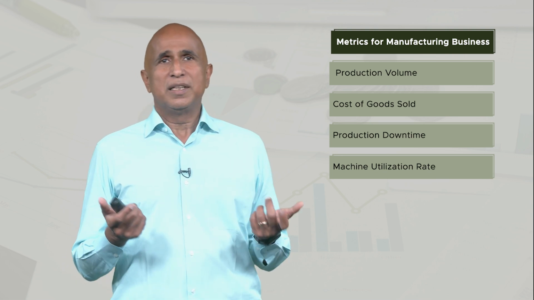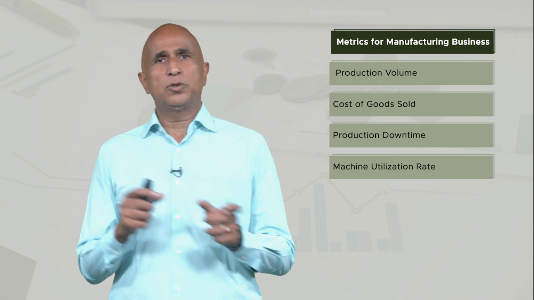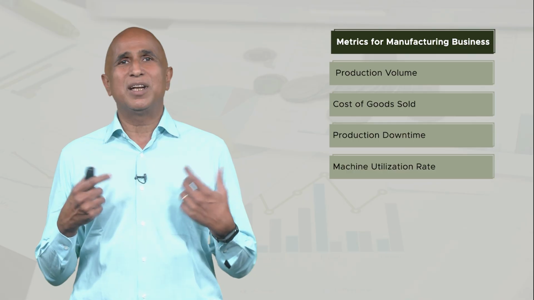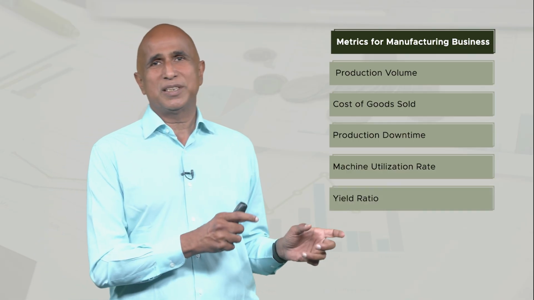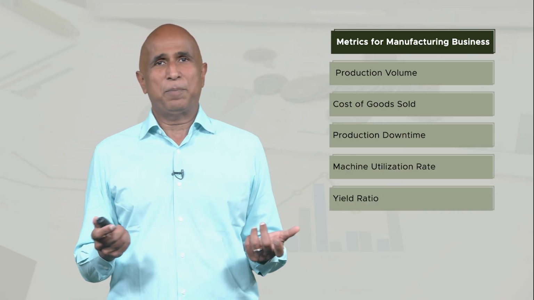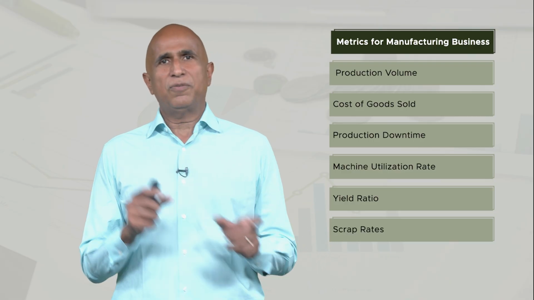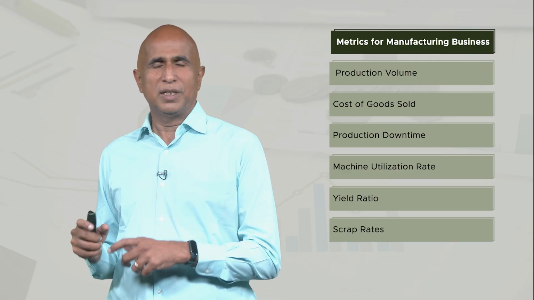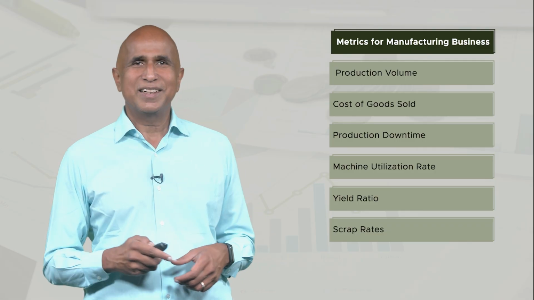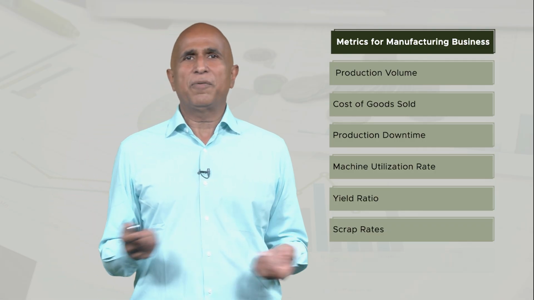Another one could be the ratio of good units produced to total units started. That is called the yield ratio. How many good units came out of this? Scrap rates. So, higher operational efficiency often leads to lower cost of goods sold and higher profitability. Okay, right? Next metric could be profitability.